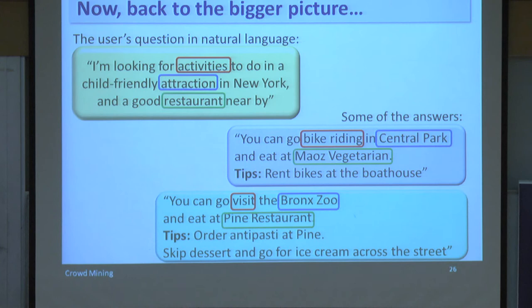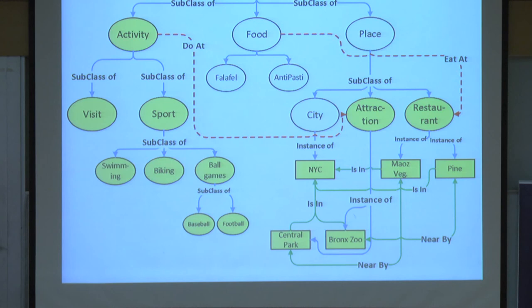So what kind of resources does a system like that have? It has information about the world. This is an ontology that says that an activity could be a visit or a sport. Sport could be swimming or biking or ball games, etc. There are restaurants, there are nearby restaurants, etc. So this is one type of information. You can find it in databases or on the web.